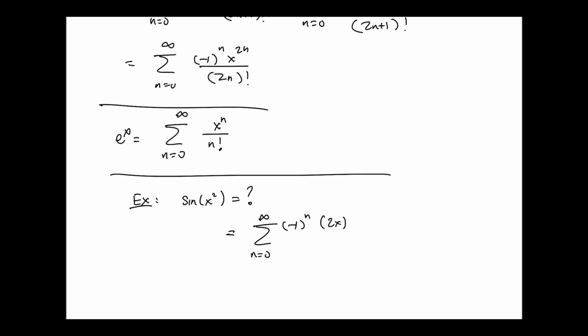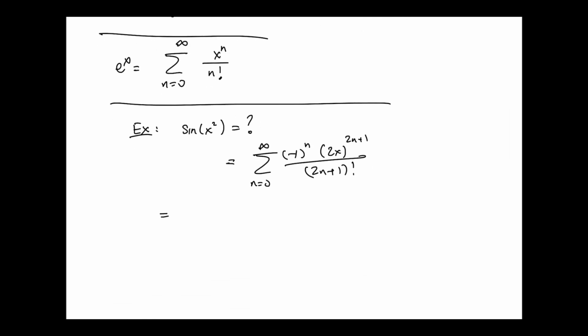Okay, at this point, what I'd probably do is break it up and write it like so. I'd probably write it as -1 to the n, 2 to the 2n plus 1, x to the 2n plus 1 over 2n plus 1 factorial.